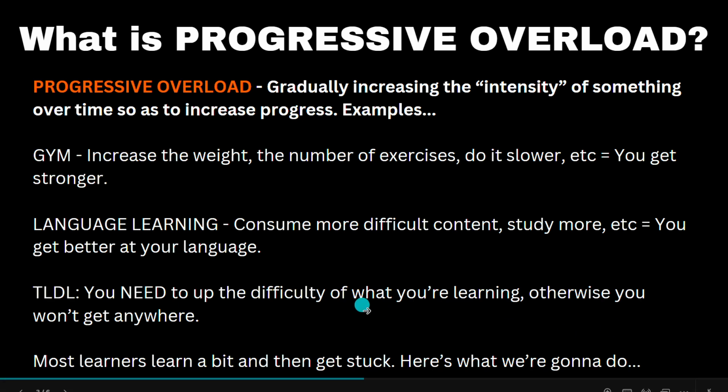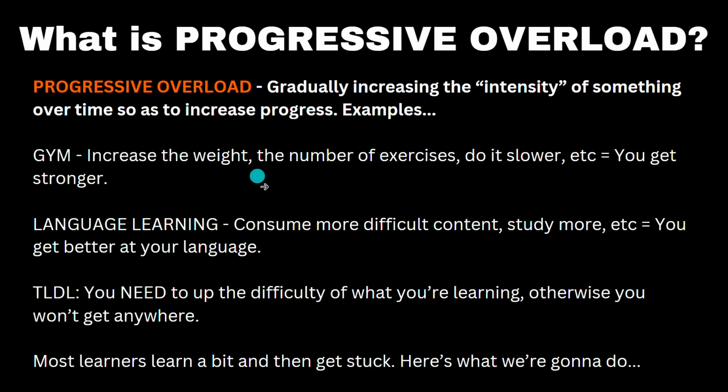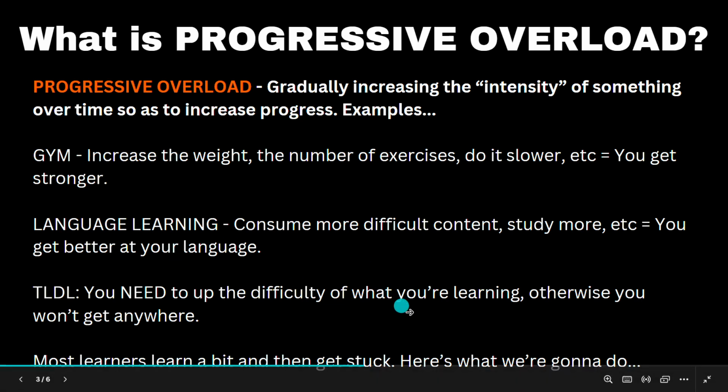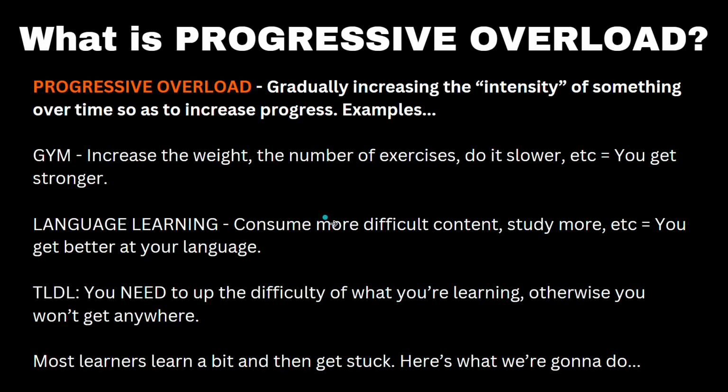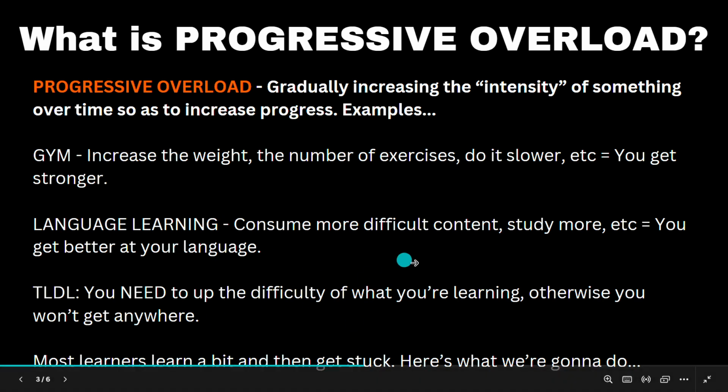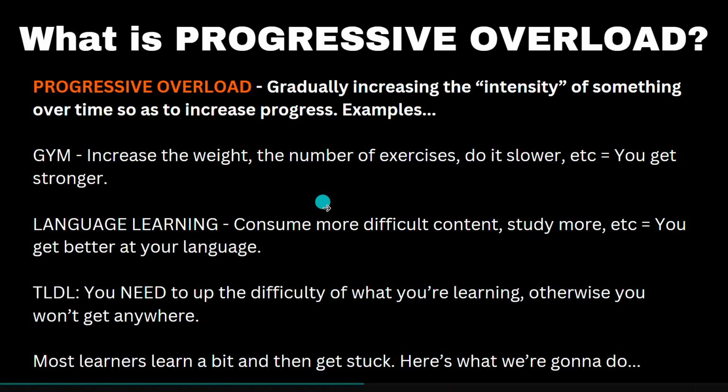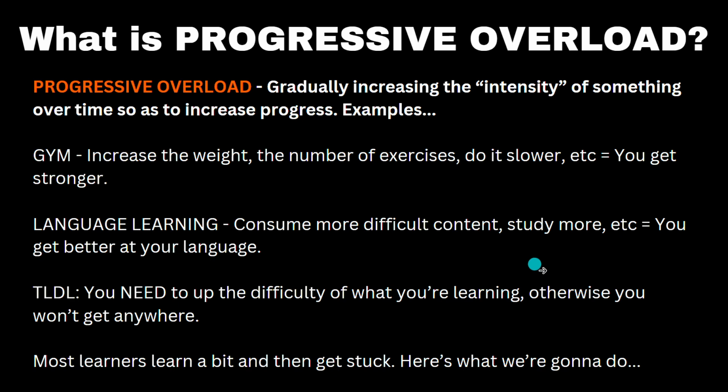And that idea also applies to language learning. If we're language learning, for example, we obviously can't start off with very, very difficult content. We start off with easy content, but we can't just stay on that if we want to make progress. Obviously, you can still look at it for enjoyment, but you need to actually consume more and more difficult things to get better. So to apply progressive overload in language learning, we'd be doing something like consuming more difficult content, studying more, etc. And that means you basically get better at your language. So the too long didn't listen is you need to up the difficulty over time of what you're learning, otherwise you won't get anywhere. And I'm going to explain how to do that, because most beginners actually learn a bit and then they get stuck.